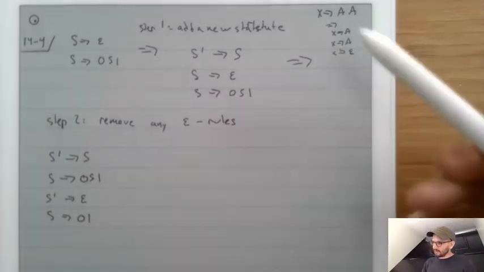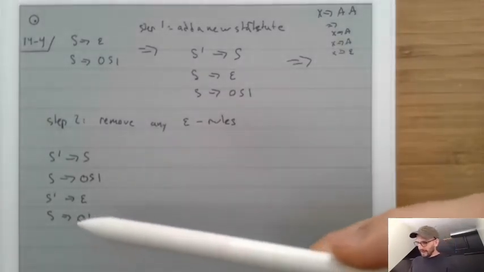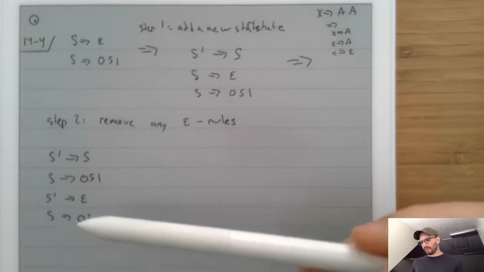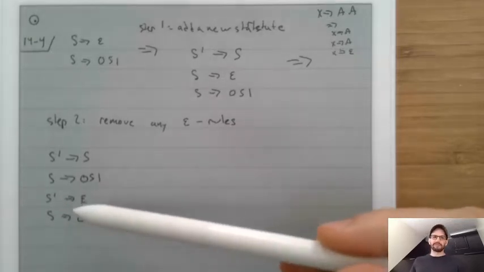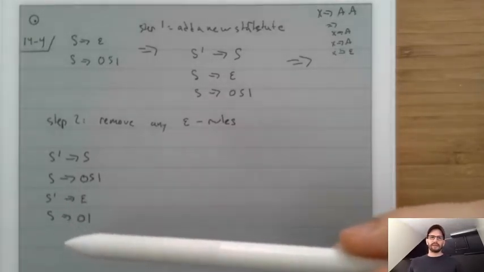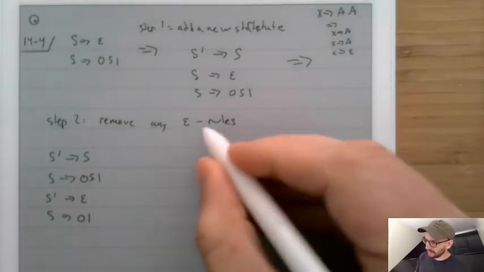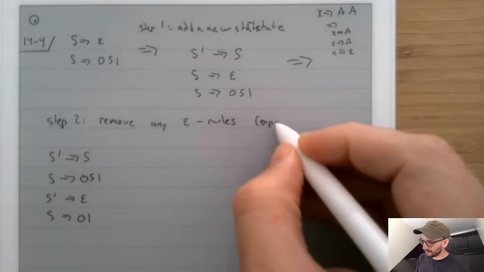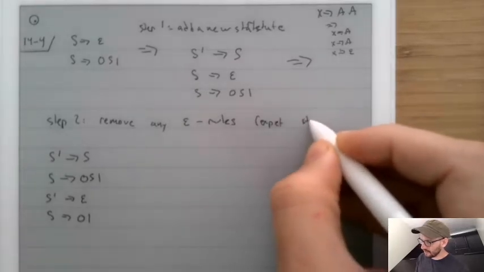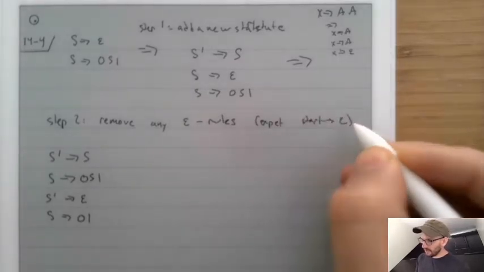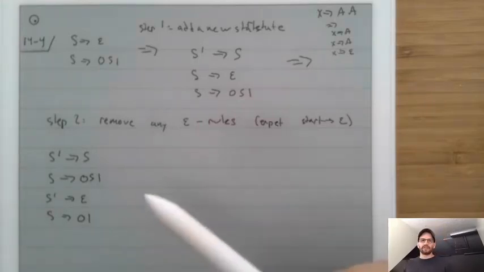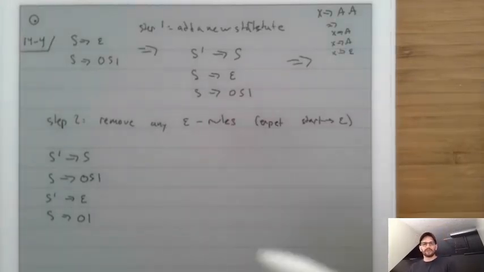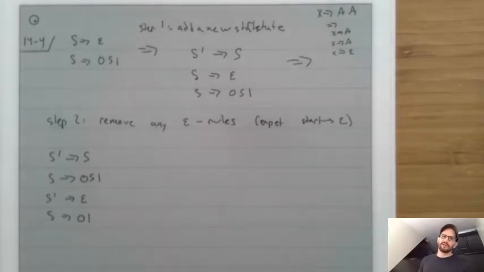Now, sometimes when we do this, we can get back a rule where there is another epsilon there. So I'll say remove any epsilon rules except start goes to epsilon. We could do this and we could end up with another epsilon rule, in which case we'll do this again over and over until we've removed all the epsilons except for the one that goes to the start state.